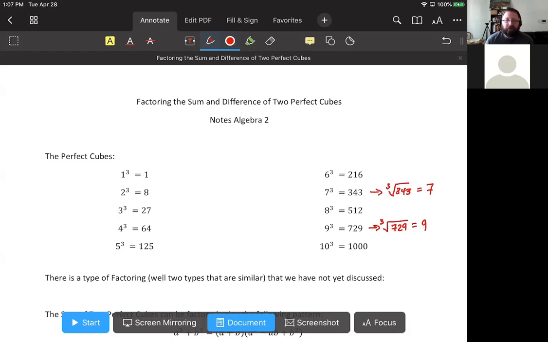Okay? So again, these 10 numbers, 1, 8, 27, 64, 125, 216, 343, 512, basically these numbers, you need to recognize these as being numbers that have a perfect cube root so that you can tell when we're supposed to do this type of factoring. Okay? Those are the perfect cubes.